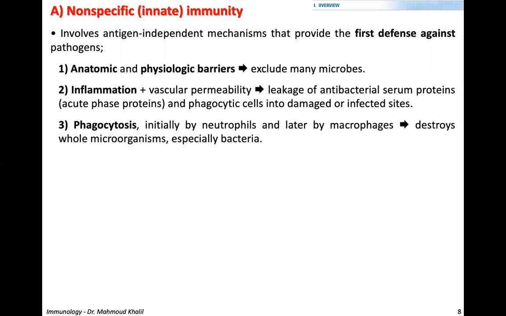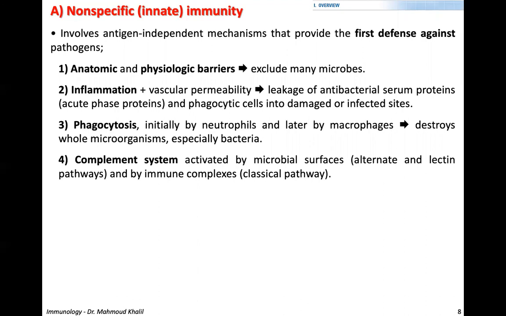The process of phagocytosis is initially triggered by the neutrophils and then later by the macrophages. And the macrophage's main function is phagocytosis. And of course, it destroys the whole microorganism, especially bacteria, and as we said, non-specifically.